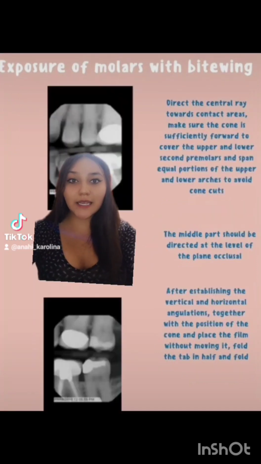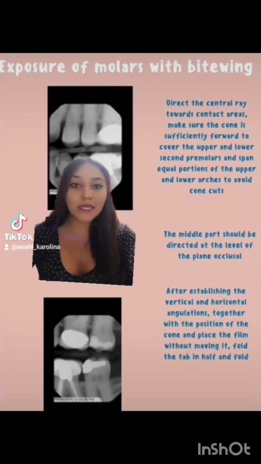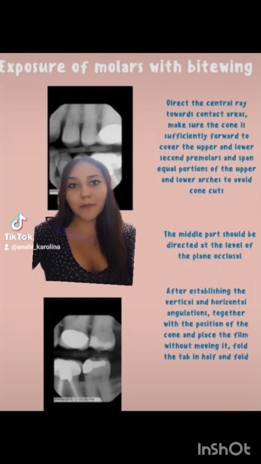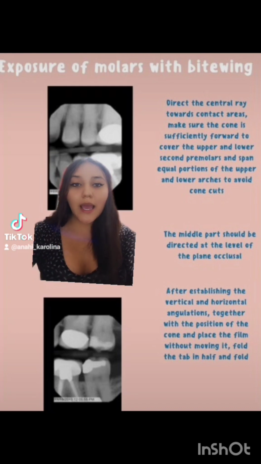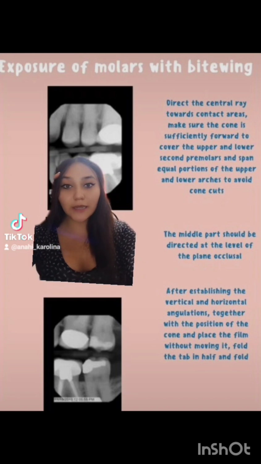The fourth step is to direct the central ray through the contact areas and make sure the cone is sufficiently forward to cover the upper and lower premolars and expose equal portions of the upper and lower arch to avoid cone cuts. The fifth step is the central ray should be directed at the level of the occlusal plane.